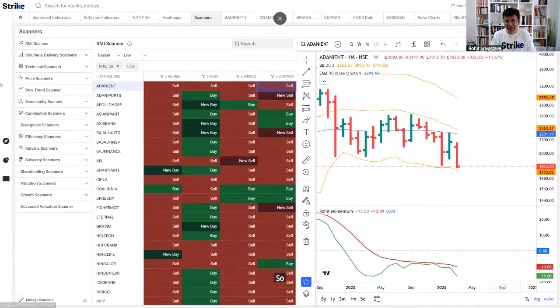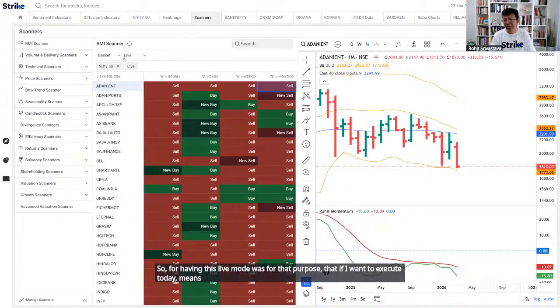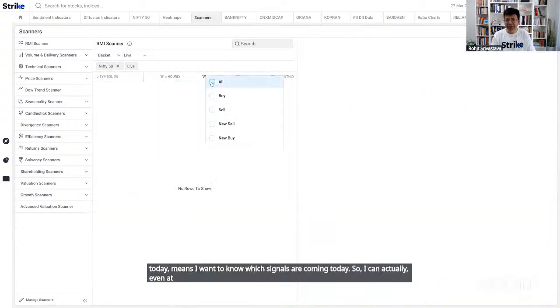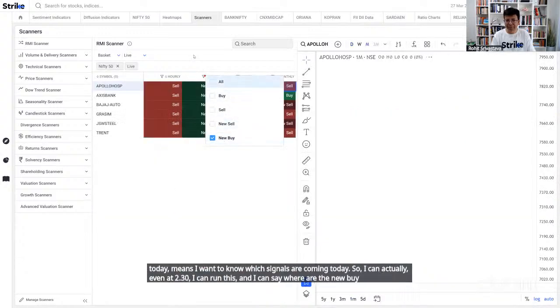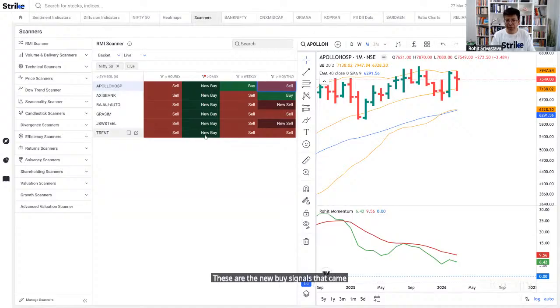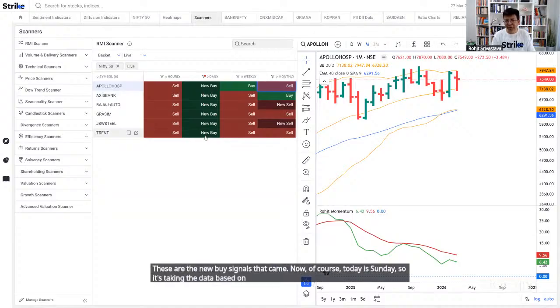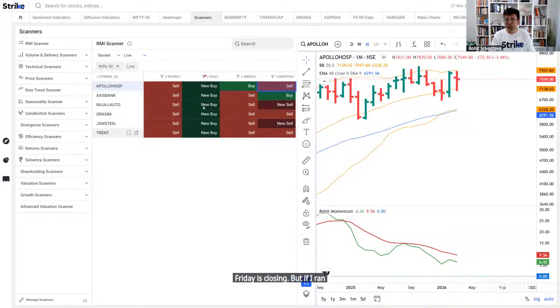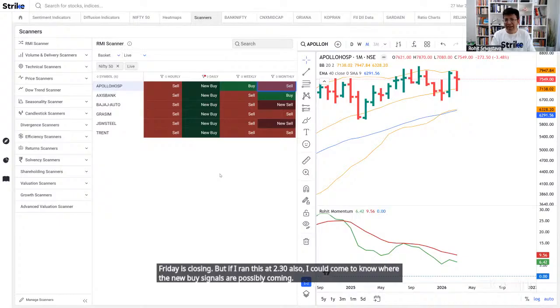So having this live mode was for that purpose, that if I want to execute today, I want to know which signals are coming today. So I can actually, even at 2:30, run this and say, where are the new buy signals? These are the new buy signals that came. Now, of course, today is Sunday, so it's taking the data based on Friday's closing. But if I ran this at 2:30 also, I could come to know where the new buy signals are possibly coming and then be prepared.